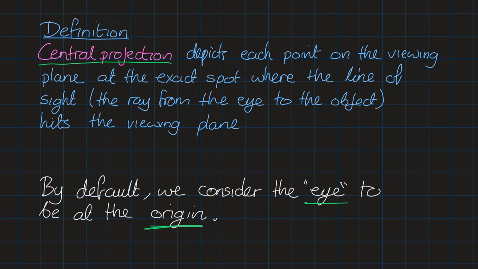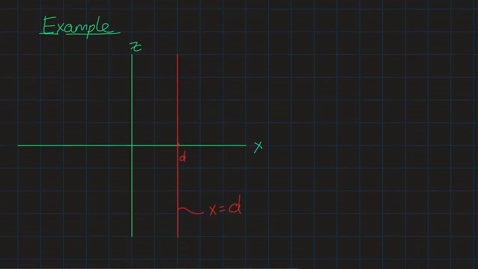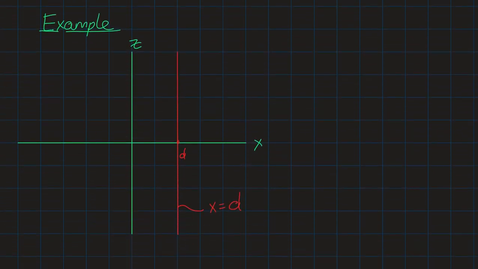Okay, so the idea is there's an eye, there's a viewing plane, and there's a point in the distance. You draw a line from your eye to the point, and wherever that line hits the viewing plane, that's where that point gets depicted. So let's do a geometric example. Okay, so here's a coordinate axis, and I've drawn x equals d.